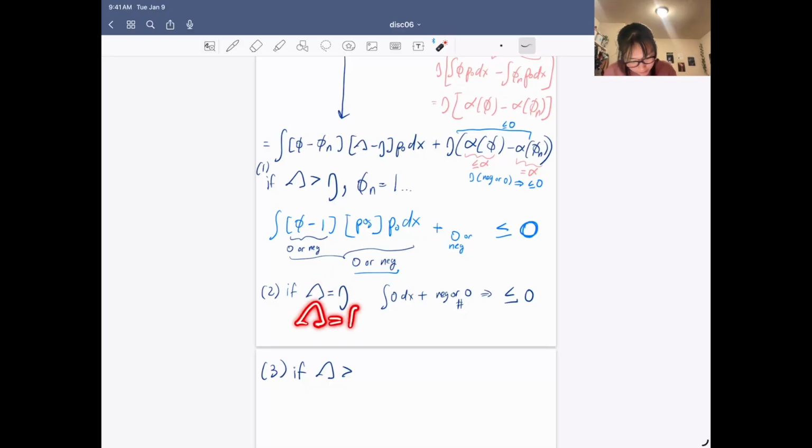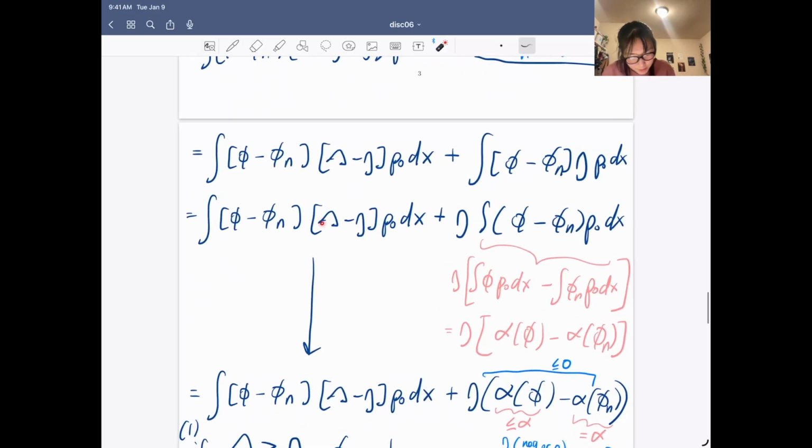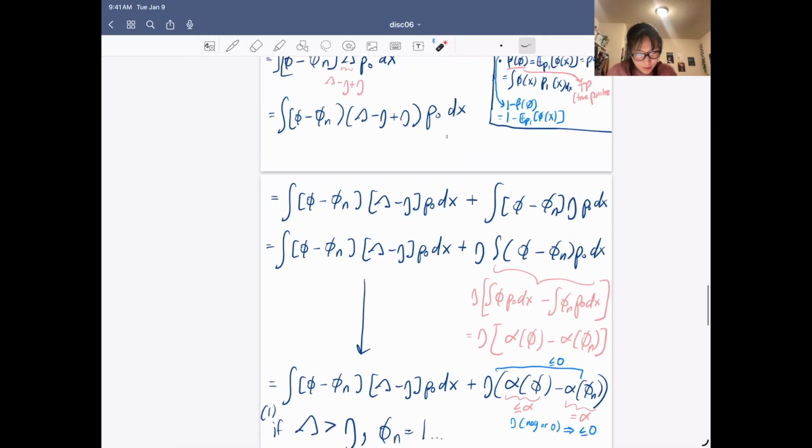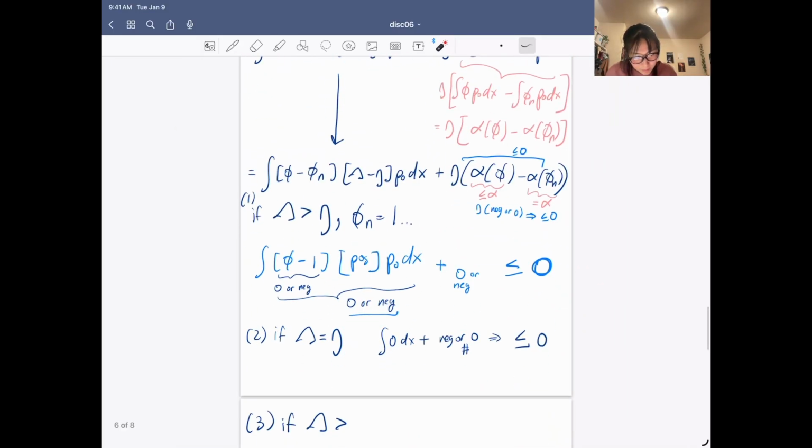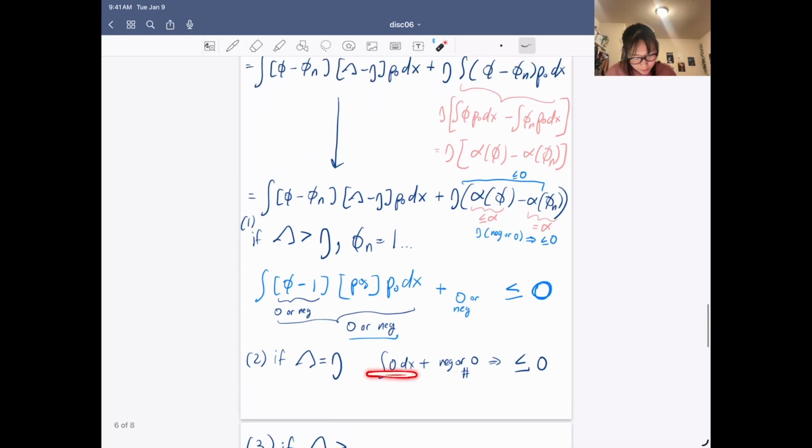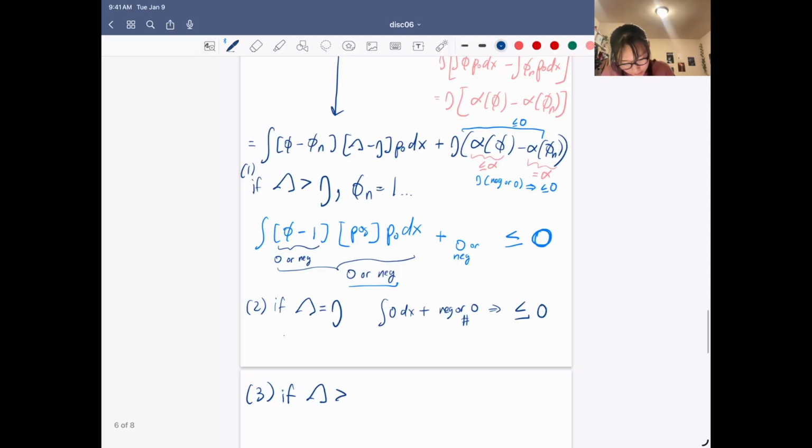So when lambda is equal to ida, then this subtraction is equal to 0. And when this subtraction is equal to 0, we have a 0 integral. And so I should probably write, if lambda is equal to ida, then ida minus lambda is equal to 0, which leads us to this 0 integral. And so that's why this whole thing is less than or equal to 0.